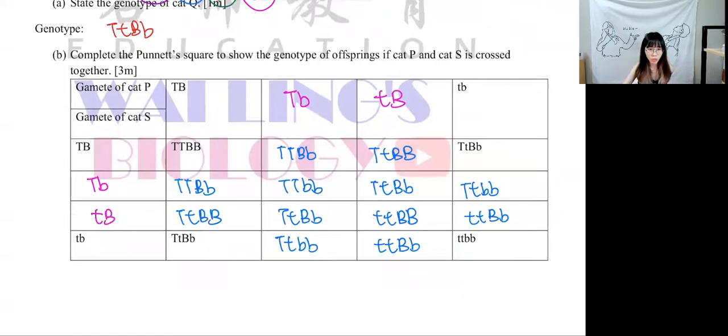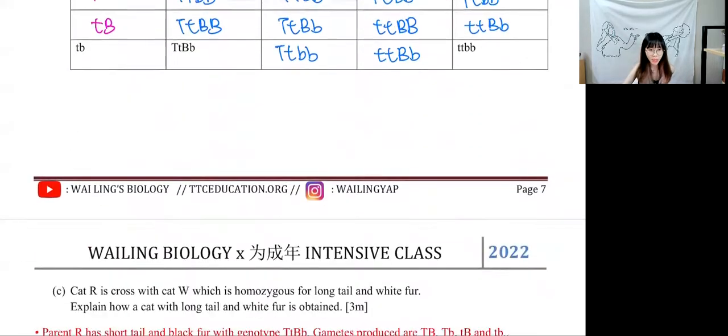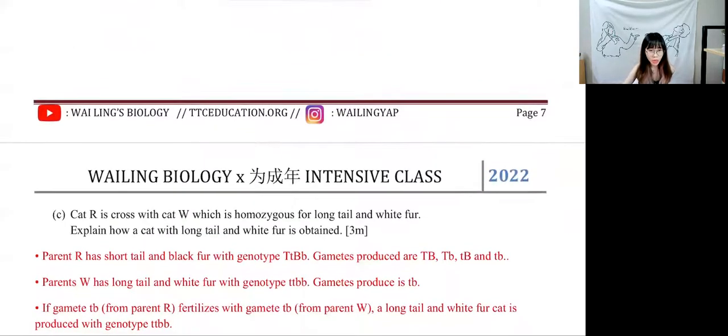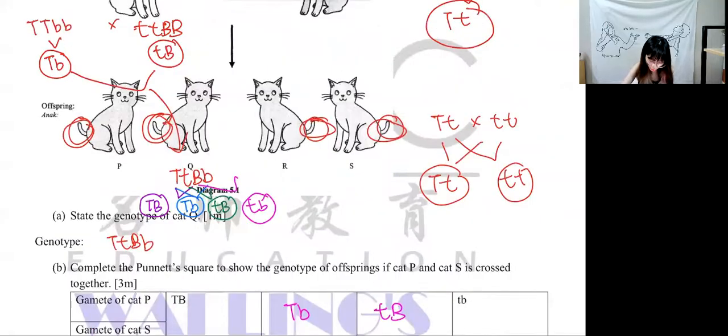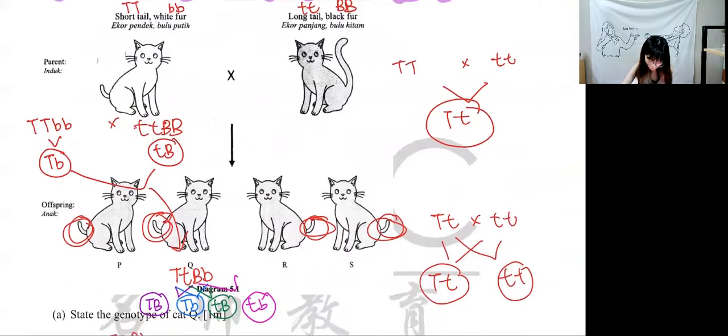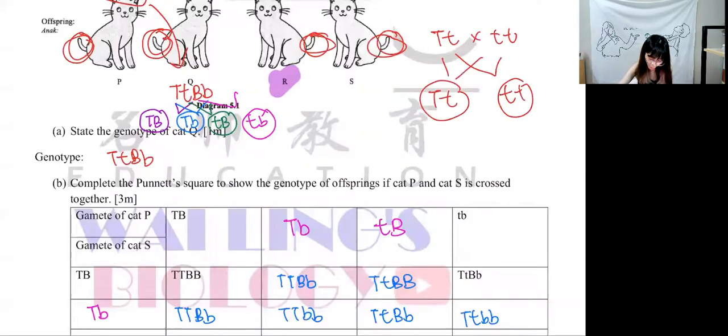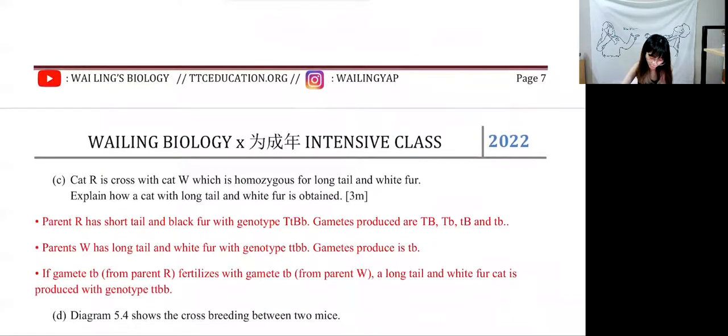So after done with this, we're going to look at the next question. It says, cat R is crossed with cat W, which is homozygous for long tail and white fur. Explain how a cat with long tail and white fur is obtained. Now, cat R and W, who are they? There's R, over here. And there is no W, right? So we have to identify who W is.